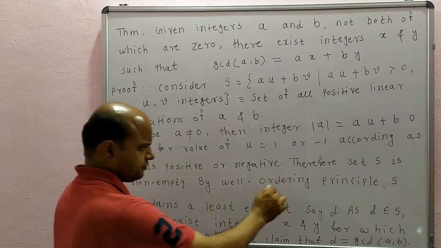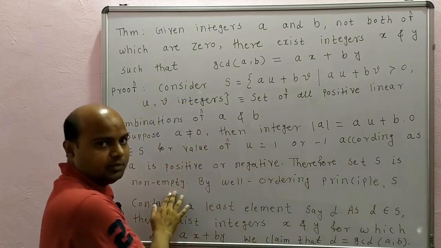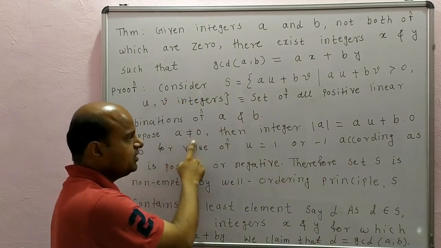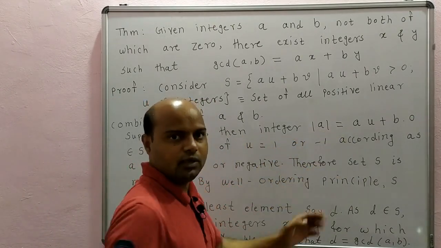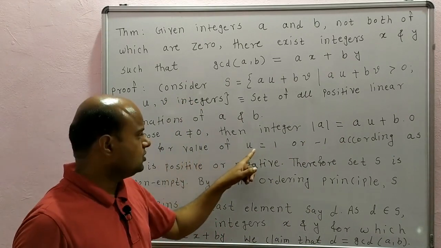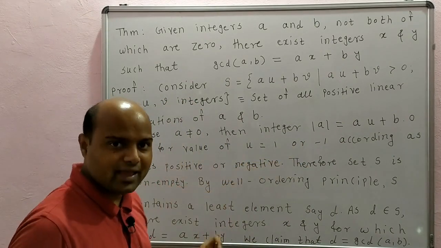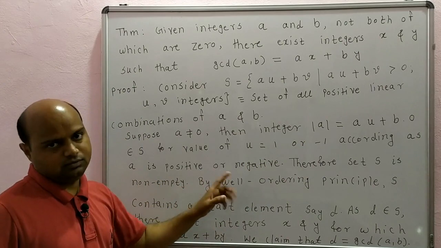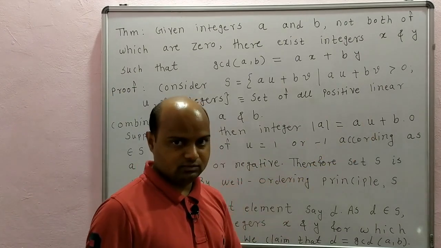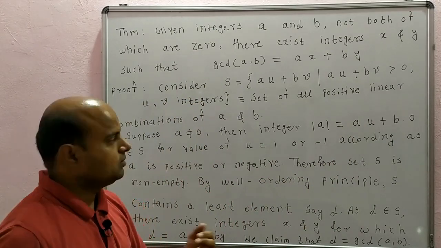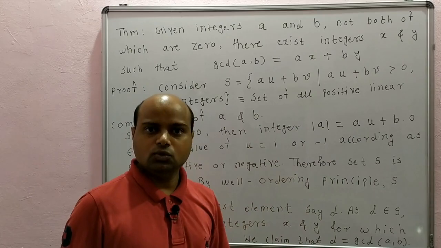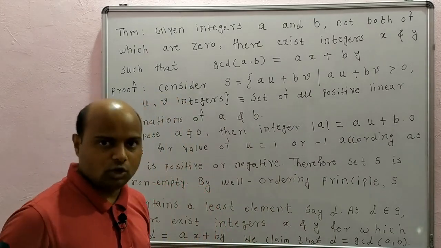Therefore the set S is non-empty. Again, I explain this. Suppose a is non-zero, then the integer |a| = au + b·0 belongs to S, for the value of u equal to 1 or -1 according as a is positive or negative. If a is positive, then we will take u as 1. If a is negative, then you will take u as -1, and then |a| belongs to S. Therefore S is non-empty.